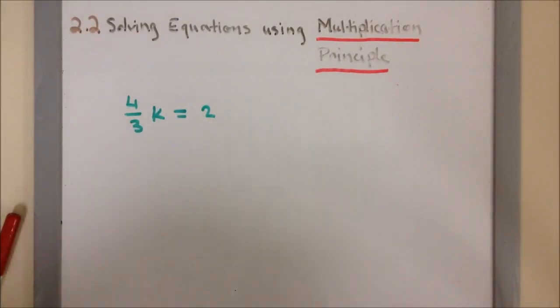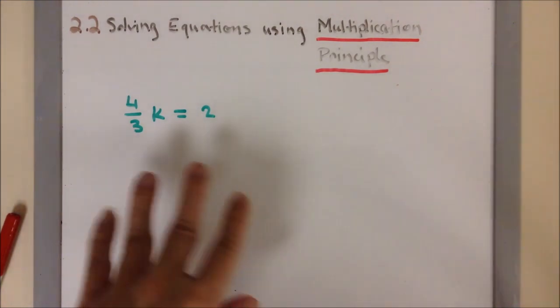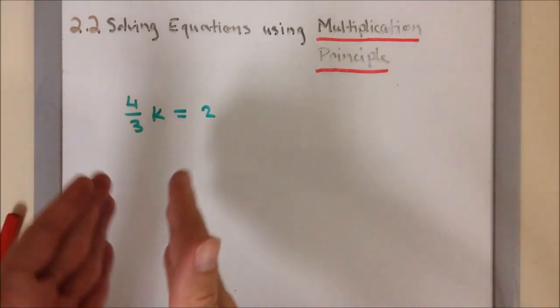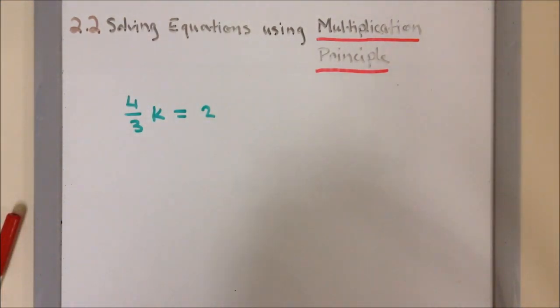So in this part, we actually started with a fraction as the coefficient in front of the variable. In this example, we have 4/3 k equals 2, unlike in the last part, where we had whole numbers. Here, we have a fraction. So we're just going to do the same thing as before. In the last part, I mentioned that a whole number can be a fraction. Now here, we actually have a fraction. So we're just going to do the same thing, which is multiply by the reciprocal.